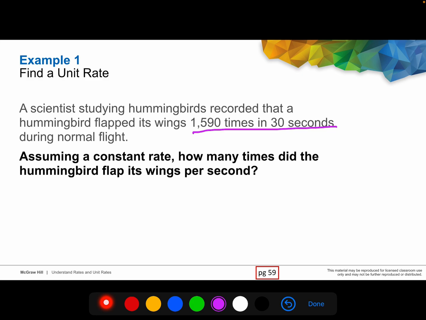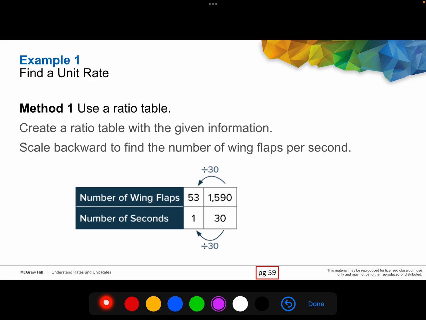So what are we going to do here? We're going to use a first method. We could use a ratio table. So let's create a ratio table with the given information. Number of wing flaps, number of seconds. We know 1590 in 30 seconds.